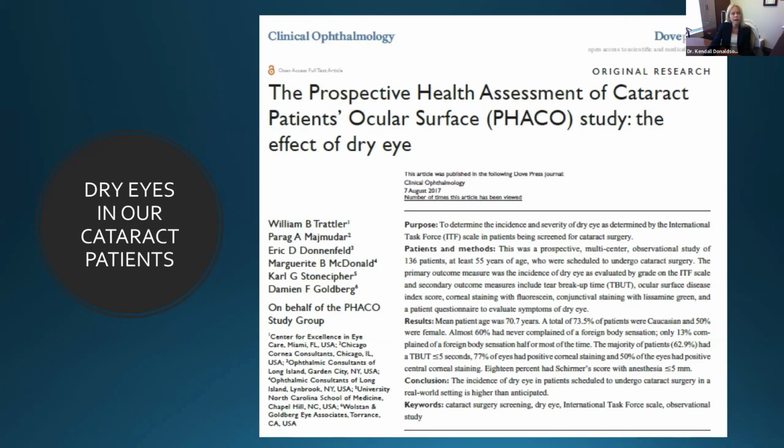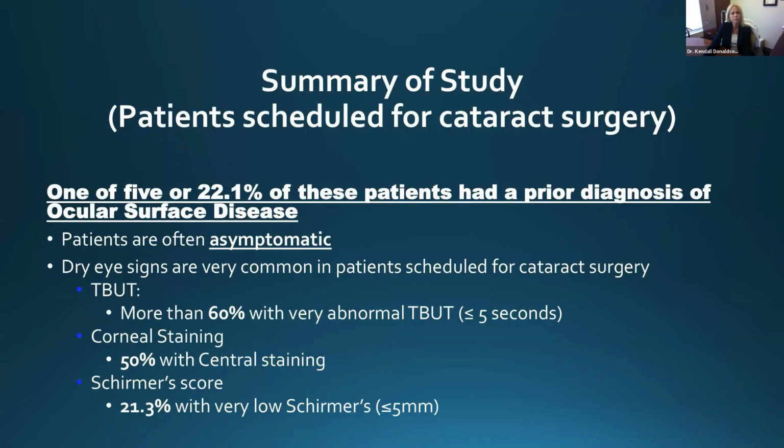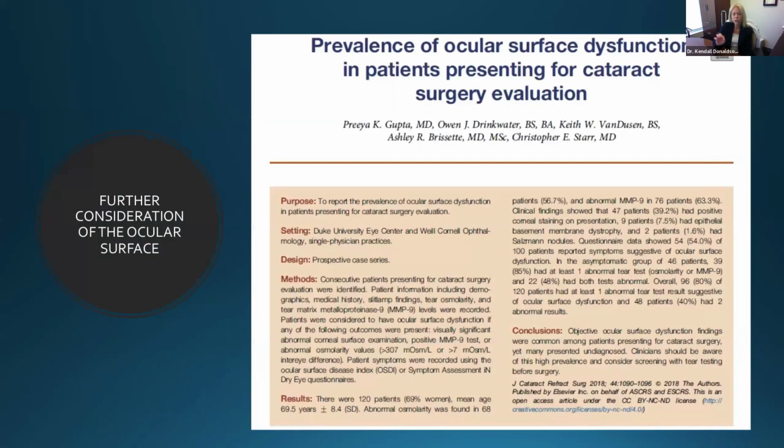And so they did have some ocular surface disease that was either asymptomatic or undiagnosed in just the routine cataract workup. So you can see 22%, or 1 in 5 of patients, had prior ocular surface disease. And a lot of these patients are asymptomatic, and sometimes the questionnaires, as I mentioned before, can be very helpful in teasing this out. But you can see here there's more than 60% had an abnormal tear breakup time. More than 50% had some central staining, and Schirmer scores were also abnormal in many of these patients.